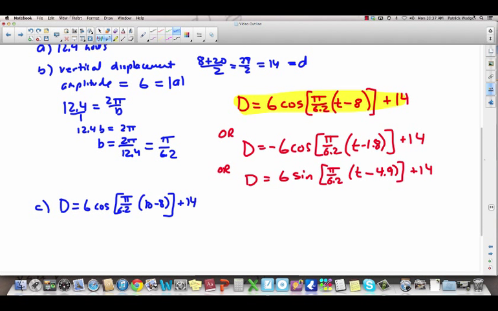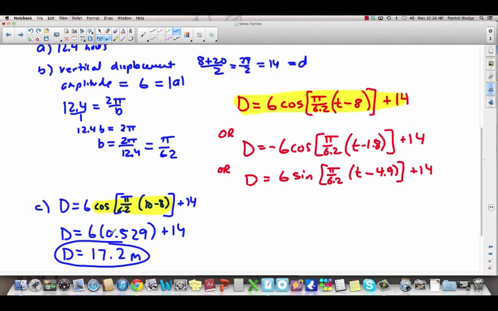I get 10 minus 8 is 2. Then I go 2 times pi. Then I divide that answer by 6.2. And then I take cosine of that. If you want to try this at home, might be a good idea. I'll figure out what the answer is to that and write it down. That leaves you with d equals 6, and all this highlighted part is 0.529, plus 14. So you're going to multiply that answer by 6 and add 14, and you should get an answer of 17.2, what is it, meters? Meters. 17.2 meters is your answer.